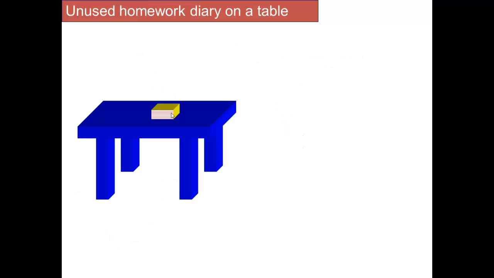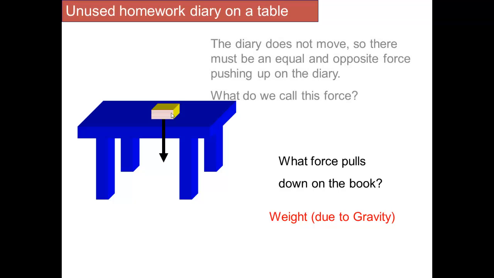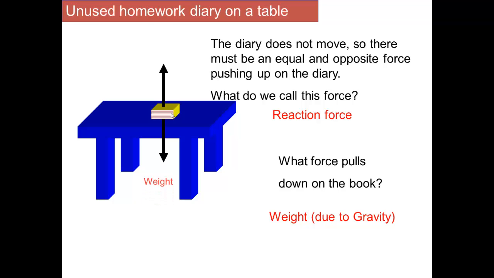Here we have a rather unused, neglected homework diary sitting on a table. What forces are pulling down on the book? We know that weight is pulling down on the book. And the diary does not move, so there must be an equal and opposite force pushing up on the diary. What do we call this force? Well, this is the normal reaction, and that's labelled so. But we must label the forces. There's the weight, and there's the reaction.